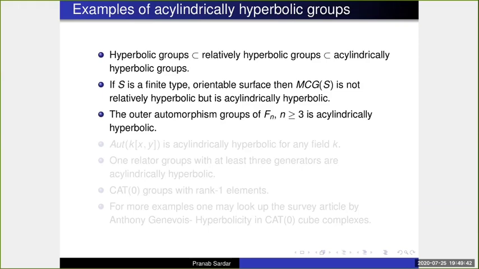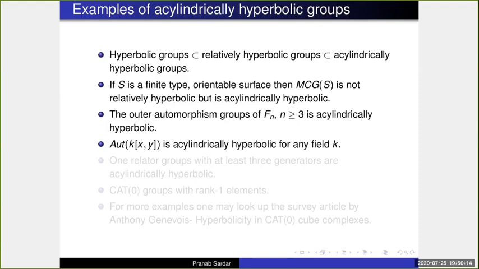And here is a funny example for algebra-minded people. If you take any field K and take the polynomial ring in two variables x, y, then we know what the automorphisms are. This is a classical result. So this automorphism group is acylindrically hyperbolic. Of course, if K is an infinite field, this is not going to be a finitely generated group. But this will be acylindrically hyperbolic. This was also proved in a paper of Osin and Minasyan.